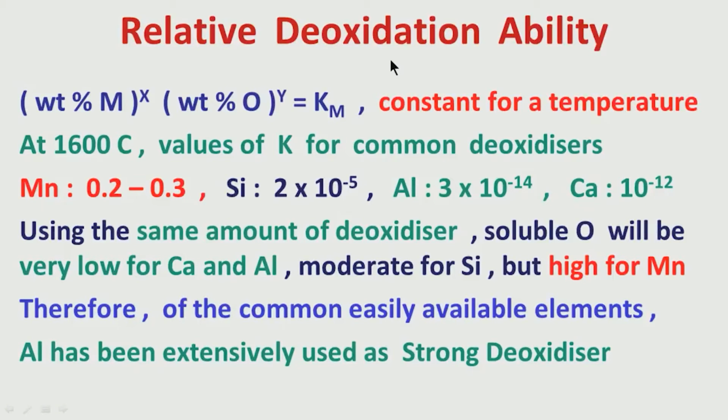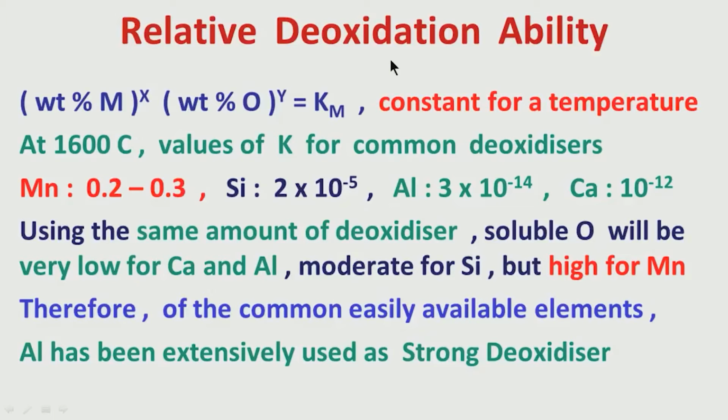Why do we say that aluminum is a good deoxidant, manganese is not a good deoxidant, silicon is a moderate deoxidant, and calcium is also a good deoxidant? Why do we say so? What are the quantitative figures? How can we be sure? Yes, let us go into this aspect now.